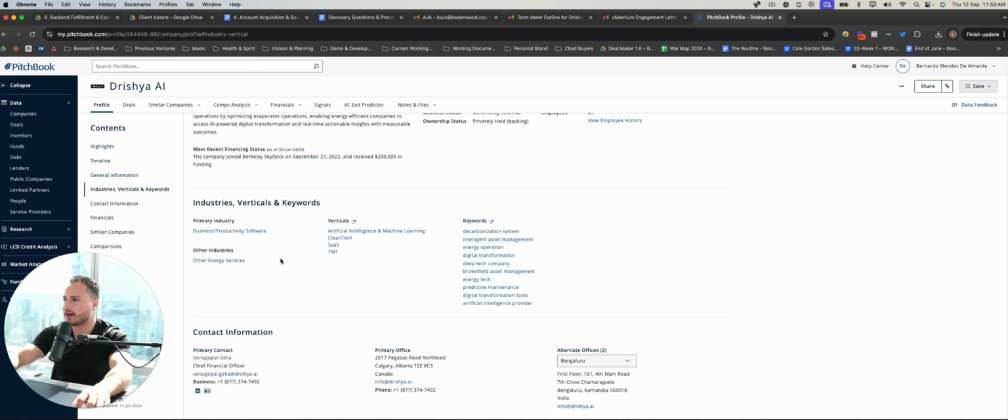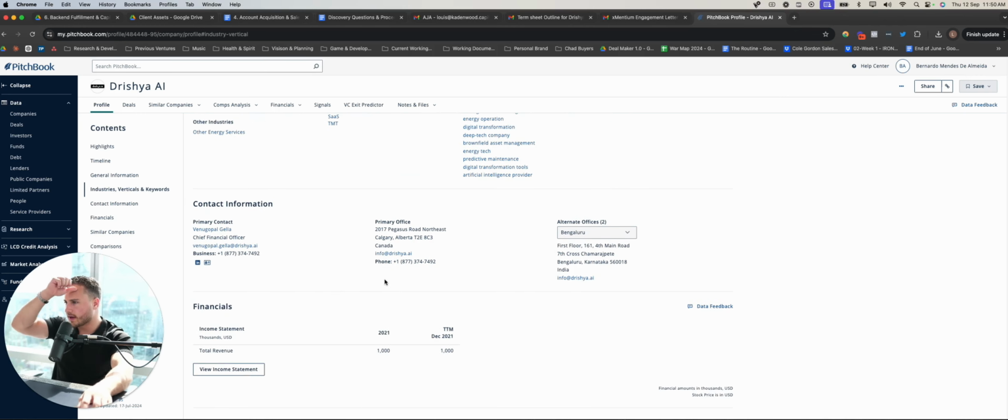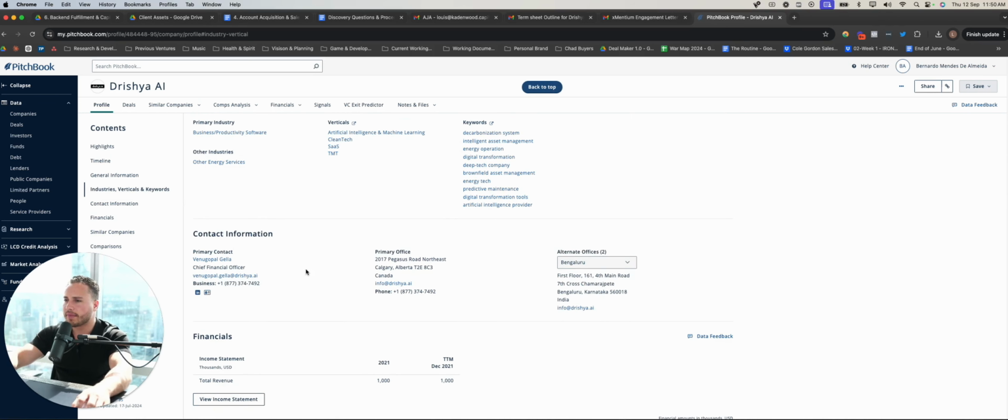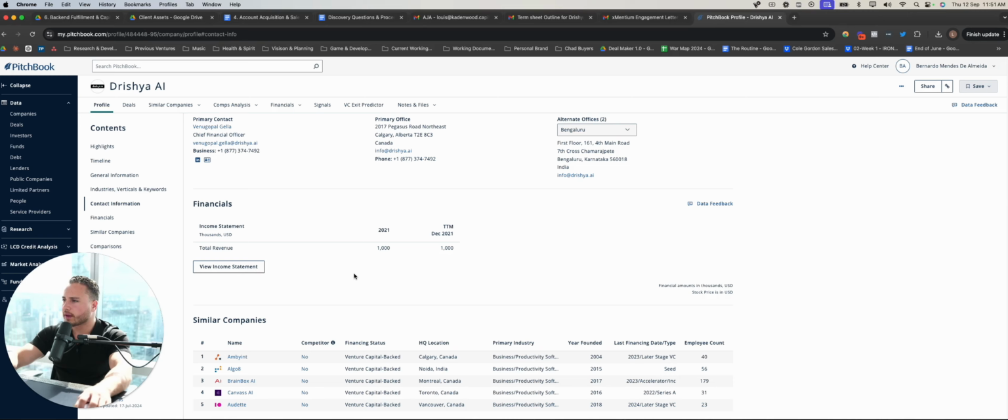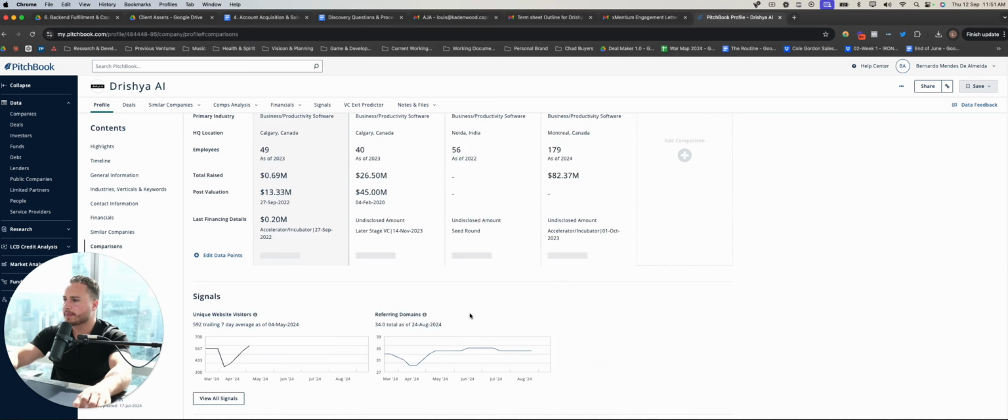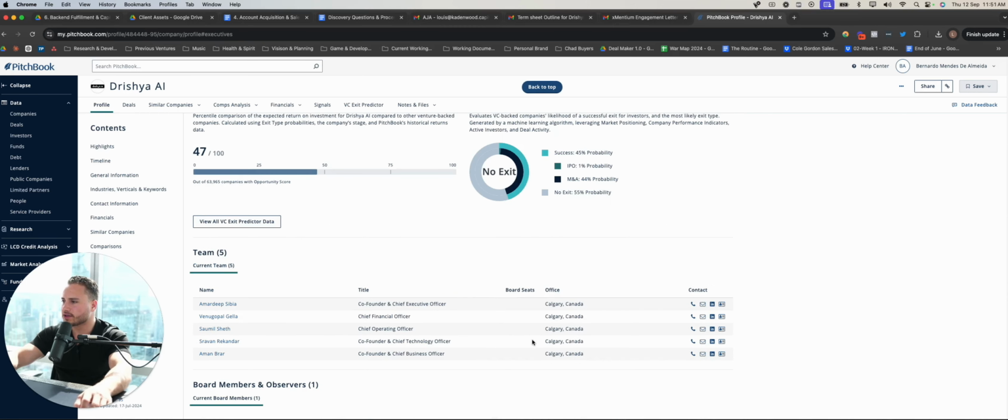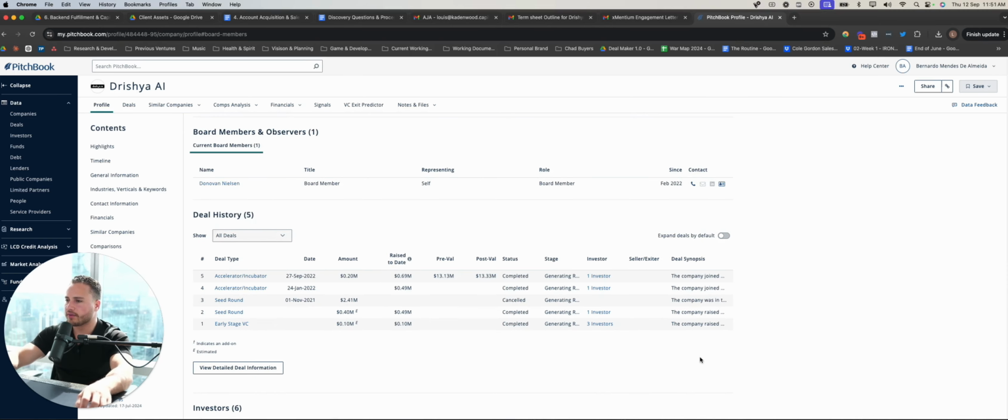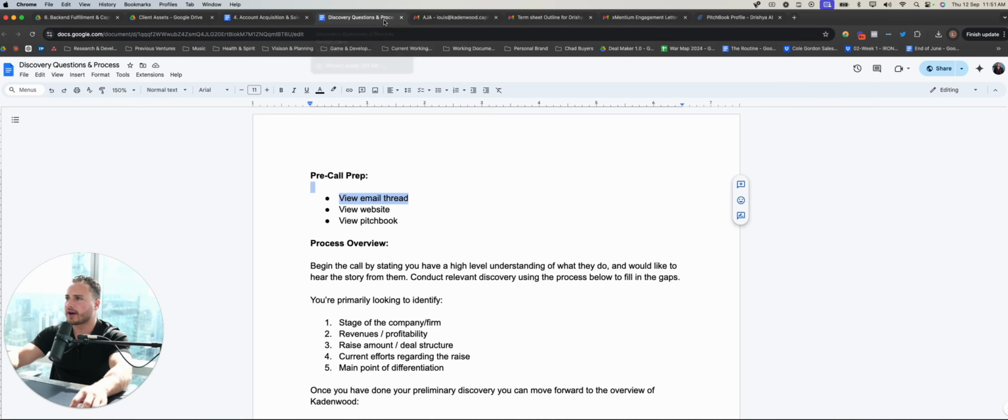You can look at the website, what industry verticals they're in. You can take a look at the bios and the profiles of the different management team, and also you can take a look at any of the comparables, right? You can take a look at any existing investors, who they have on their cap table right now. This is all going to be very relevant information for you to have as you're going into the discovery process, right? Obviously, the next thing is you take a look at the website. You just need to make sure you understand what they do, okay?